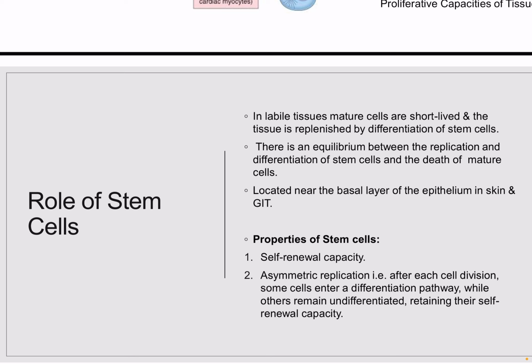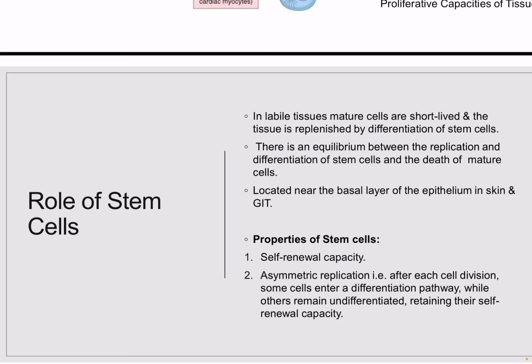So if more cells die and fewer stem cells are differentiated into that specific cell, what will happen to the tissue? The tissue will become thinner and thinner, isn't it? Because more cells are dying, fewer cells are replacing them. And if fewer cells are dying and more cells are being produced by the stem cells, then the tissue becomes too thick, isn't it? That's not what we want. That will affect the function. Both ways the function will be affected. So there has to be an equilibrium. As many cells die, approximately as many cells take their place, so the tissue remains the same in its structure and function. So this is very important.